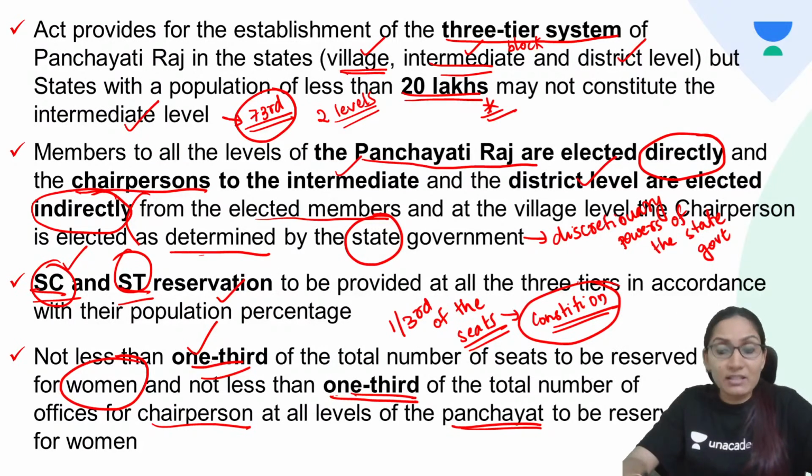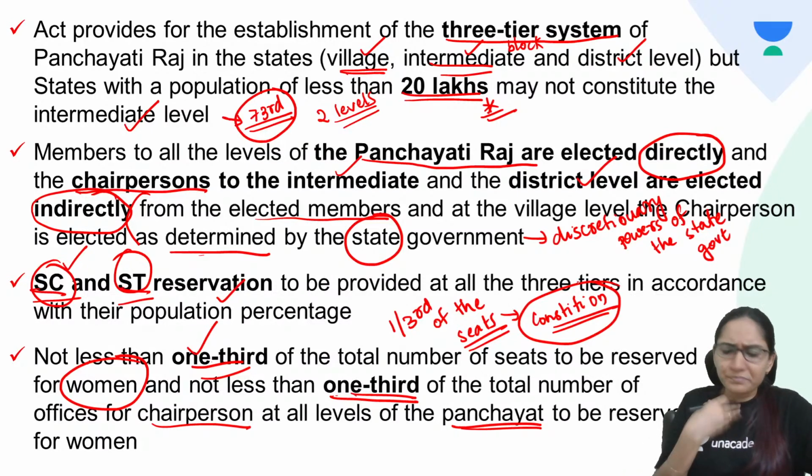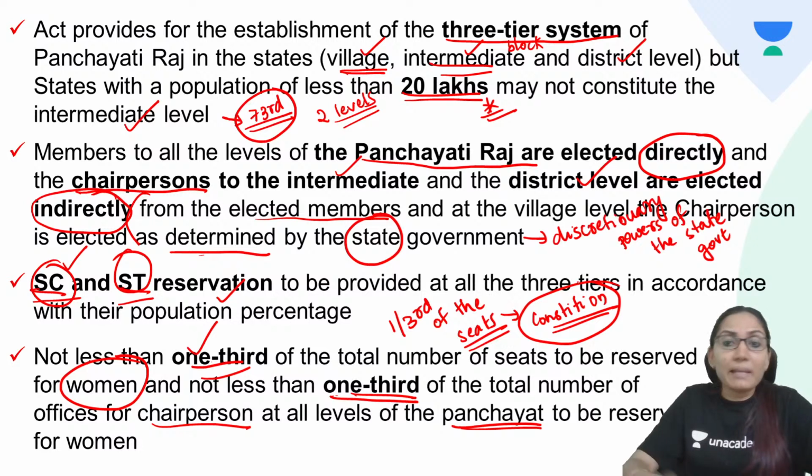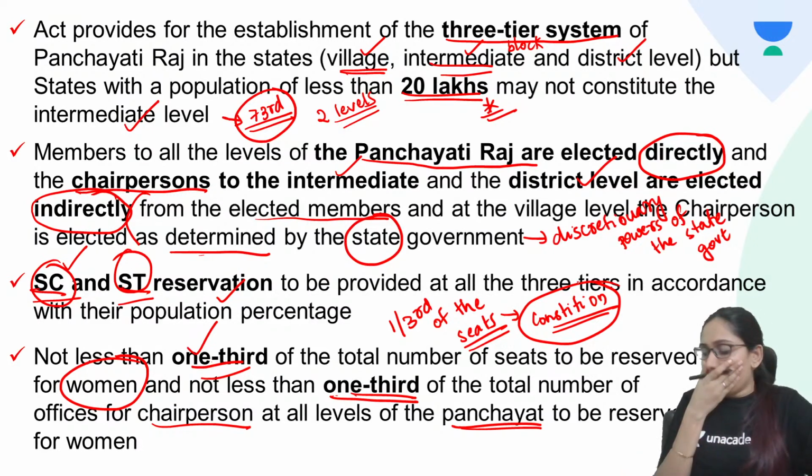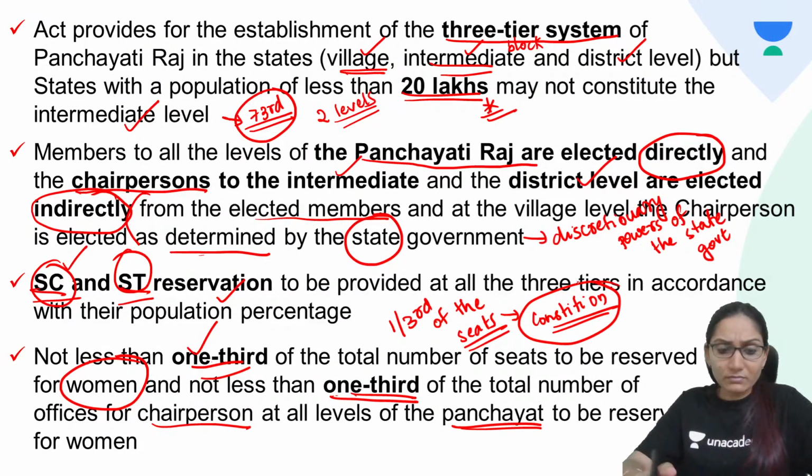So the constitution of the Panchayati Raj institutions, the 73rd and 74th amendment acts, have also brought in a political empowerment for the women. So whenever you are writing about political empowerment of women, you can mention the Panchayati Raj institutions and the municipalities, the 73rd and the 74th Constitutional Amendment Acts.